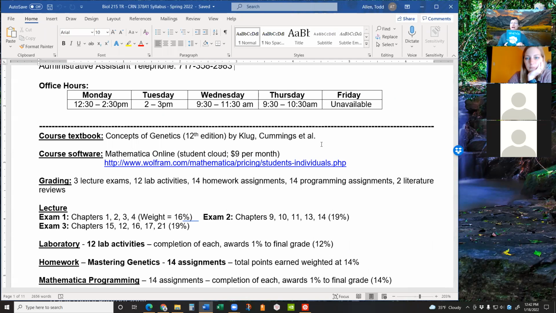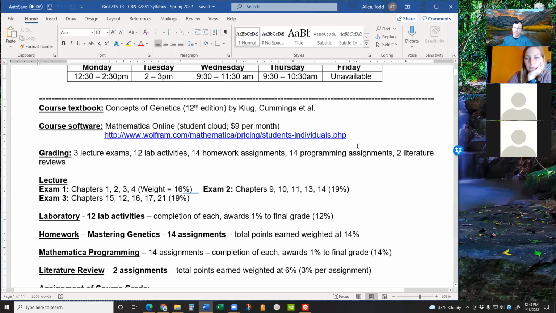And this is what you will have digital access to through the Mastering Genetics website, which we'll talk about here this afternoon. We'll also be using some software known as Mathematica to do a little bit of computer programming and introduce ourselves to some topics in computational biology and bioinformatics. Okay, so I'll be talking much more about that later on.